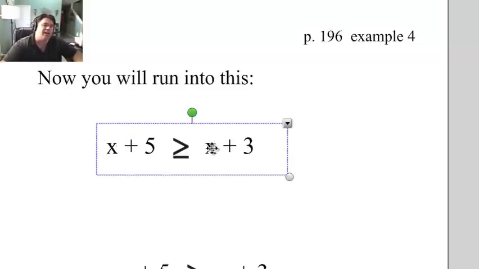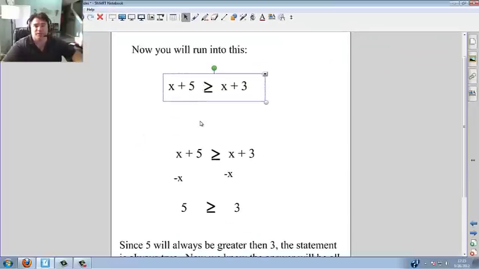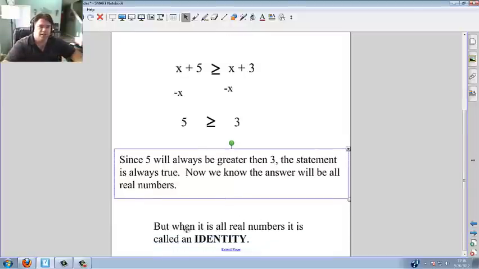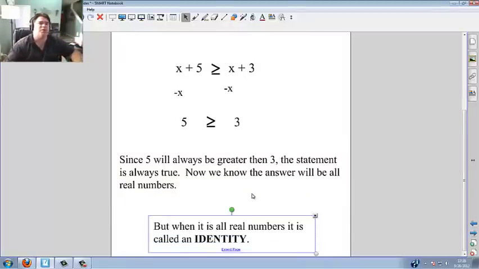Therefore, no matter what I have for my x, the answer will always be right, if x was 0, if x was 1,000,000, if x was negative 1,000,000. Since 5 will always be greater than 3, the statement is always true. Now, we know the answer will be all real numbers. So when you see something like this, you can just put all real numbers. This is also called an identity. So what do you put down for the answer, you ask? All real numbers is fine. But an identity means because it's a constant, it's always going to happen.